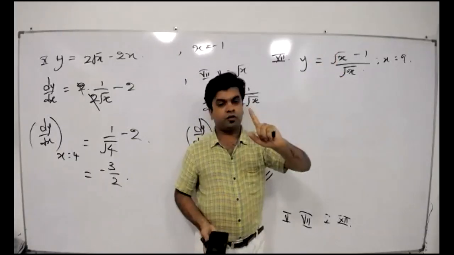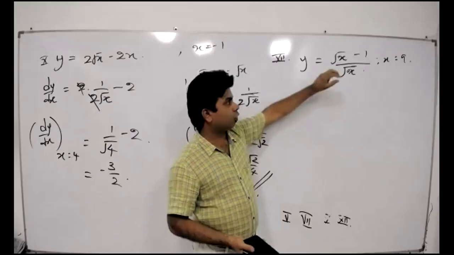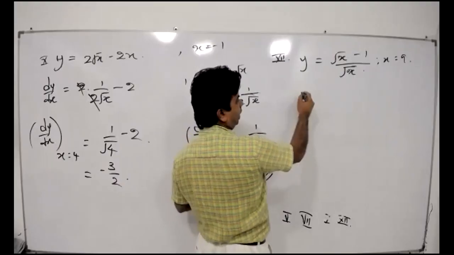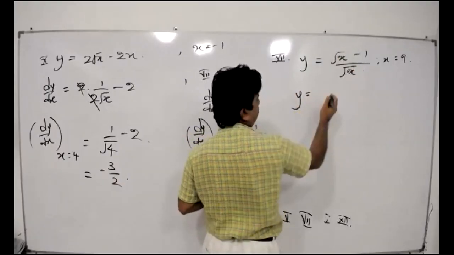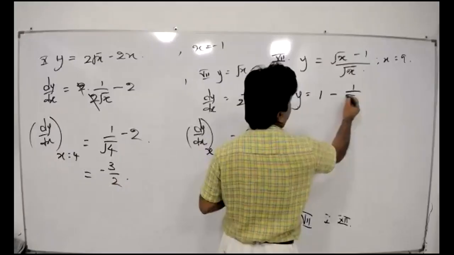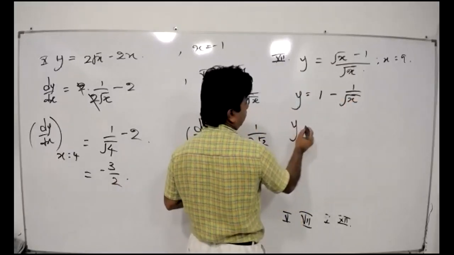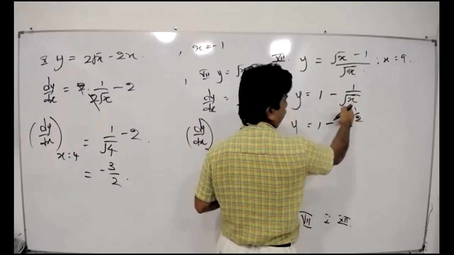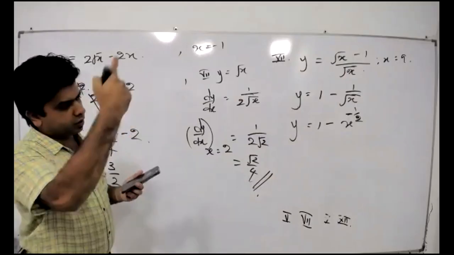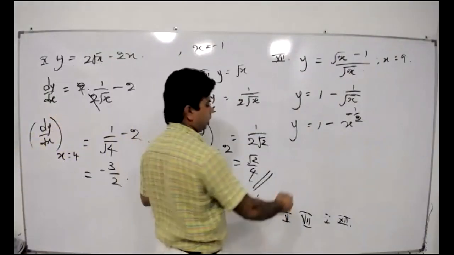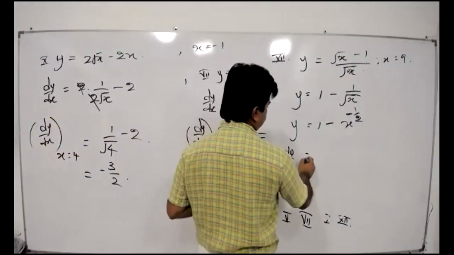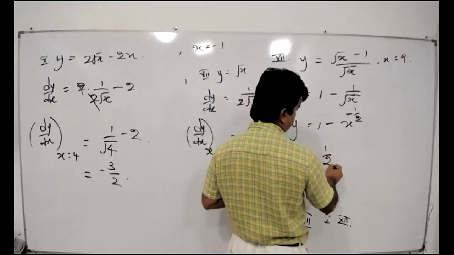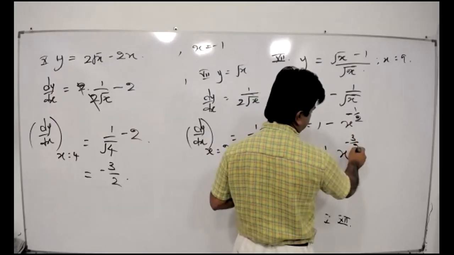Although you have a ratio of two functions, we don't need to go for the quotient rule, clear? Make it a simple case. You better rewrite like this: when you divide root x by root x, you get 1, then minus 1 over root x. Then we can write it as 1 minus x to the power minus half. You know this is x to the power half, so that means x to the power minus half. Then when you differentiate, dy by dx equals 0 for the first term, then minus into minus, plus half x to the power minus 3 over 2.